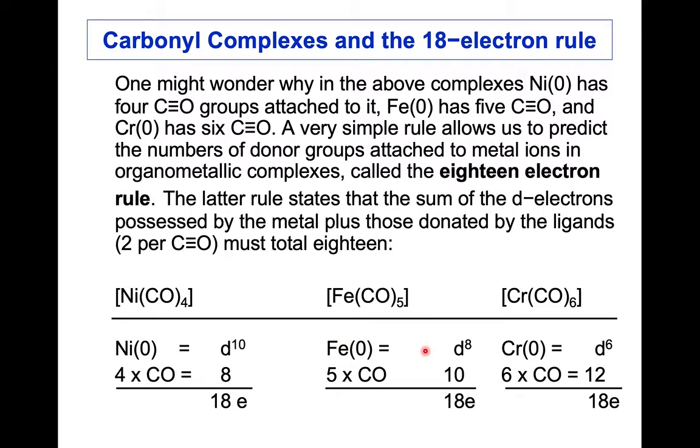Iron 0 here comes in with 8 electrons. It's in the 8th column, and therefore it's only bringing in 8 to the total, so we need to bring in additional COs. So now we need 5 COs to bring us up to 18 electrons. And then chromium 0 is just a d6 metal, so we need a total of 6 COs to bring in 12 electrons to bring those up to 18 electrons.